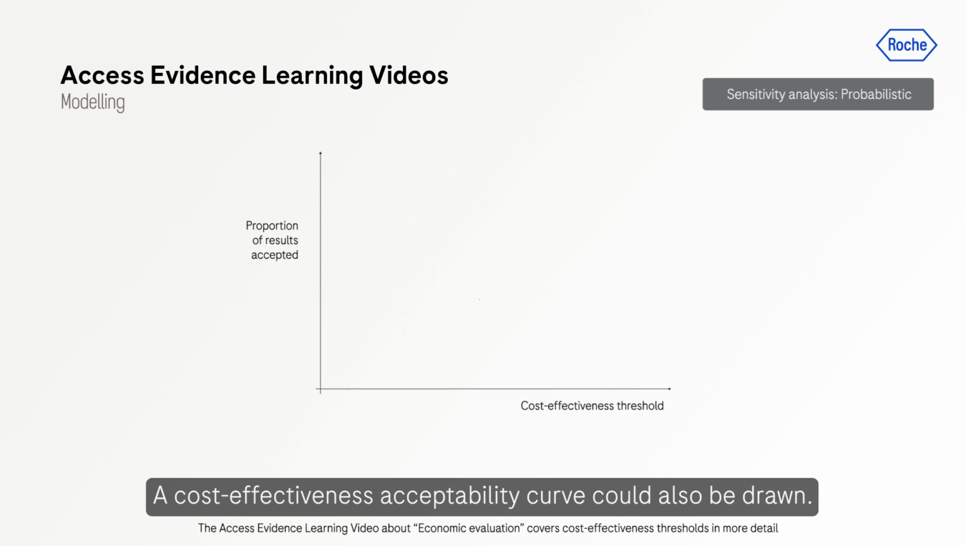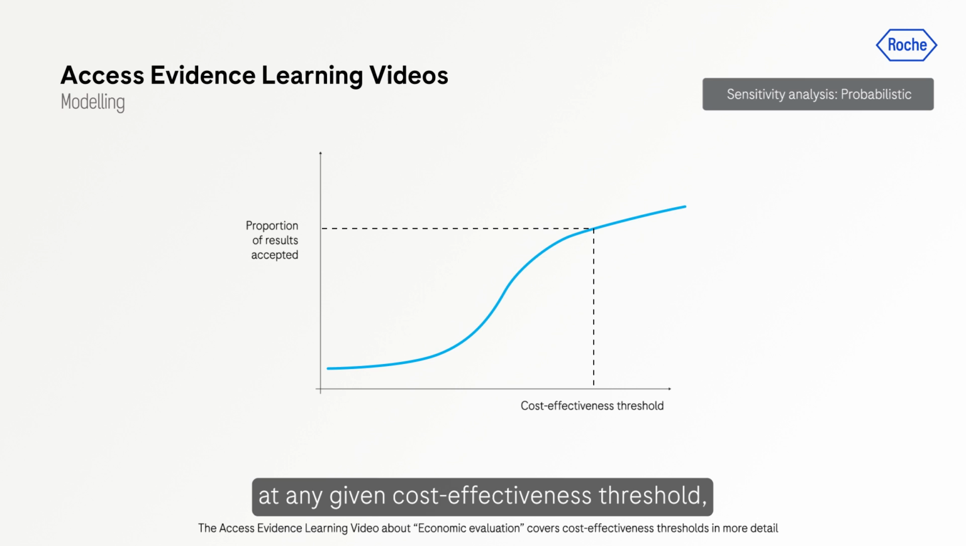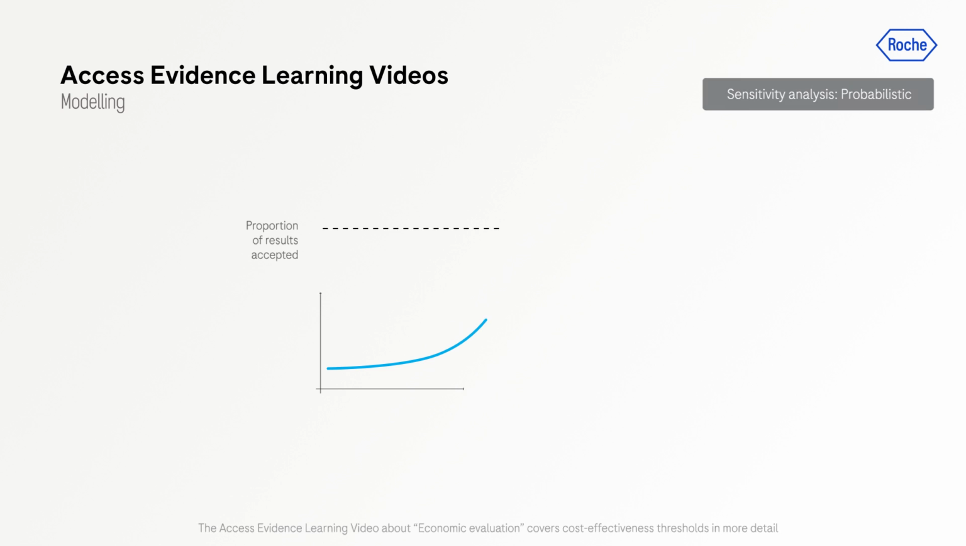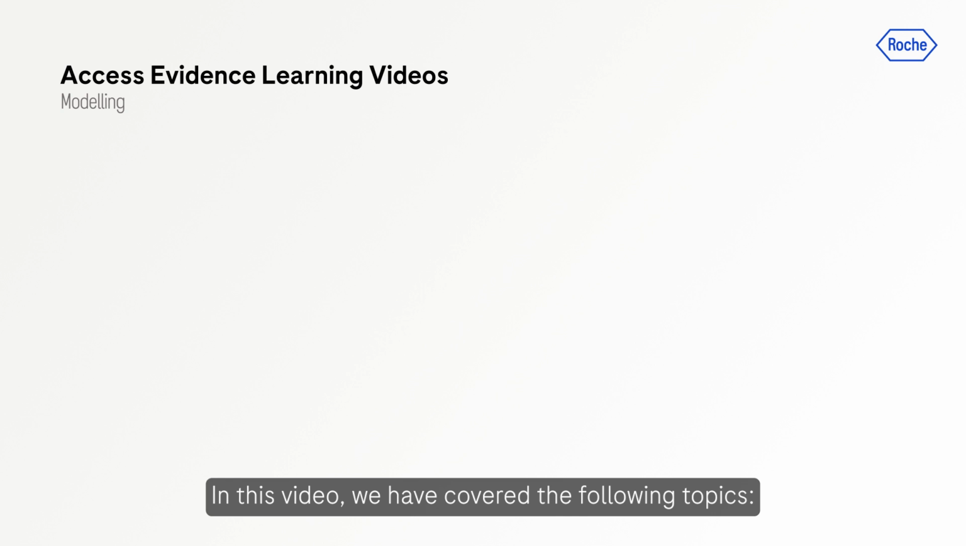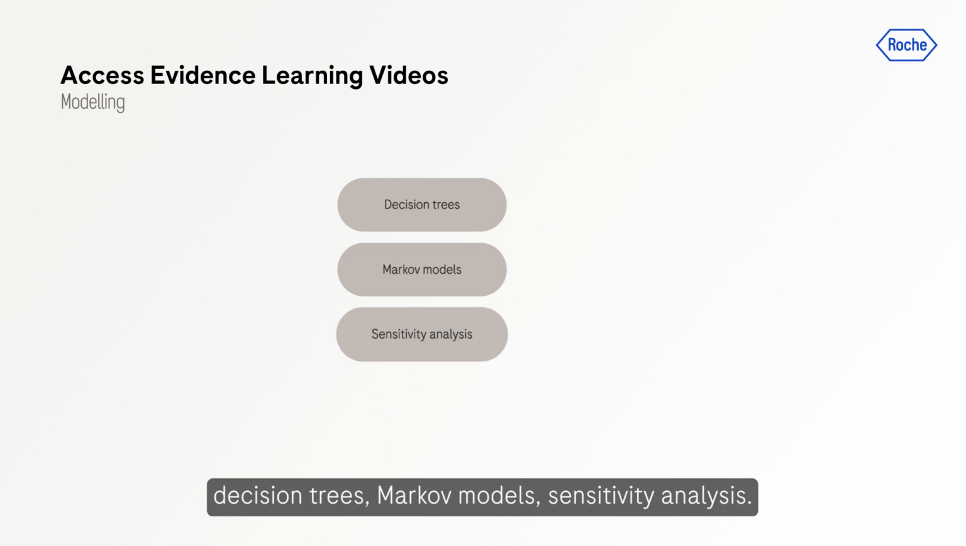A cost-effectiveness acceptability curve could also be drawn. This shows the proportion of results that can be considered cost-effective at any given cost-effectiveness threshold. In this video, we have covered the following topics: decision trees, Markov models, sensitivity analysis.